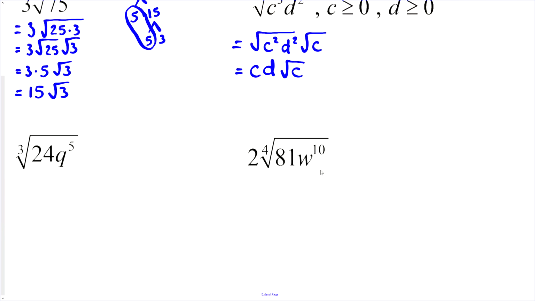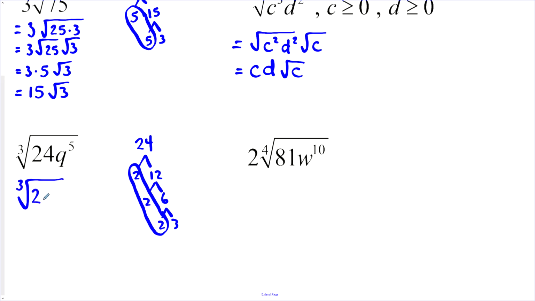Now the next one, we've got a cubed root, so we'd be looking for groups of 3. So let's factor 24 and look for groups of 3. There's 2 and 12, 2 and 6, and 2 and 3. That means these 3 2's here are a perfect cube. So we can put them together. And you can write it like 8 or 2 to the power of 3, because there's 3 of them. There's an extra 3 here that's not going to be perfect, so we'll leave it in there in the radicand.